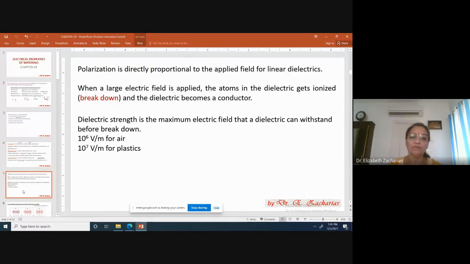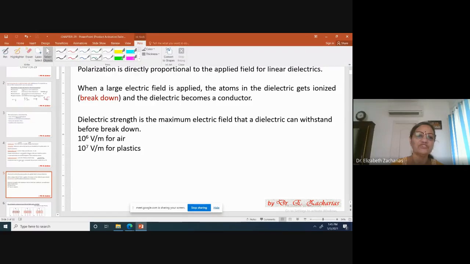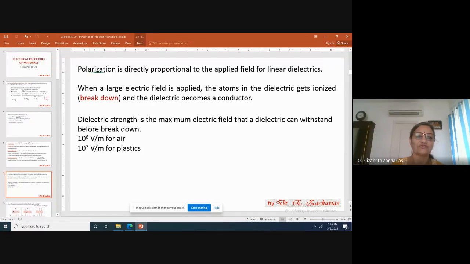Okay, now coming to polarization. I mentioned the word polarization in the context of dielectrics. So please remember, some materials are naturally polarizing. Like for example, water is a dipole. Whether you apply a field or don't apply a field, it is a dipole.